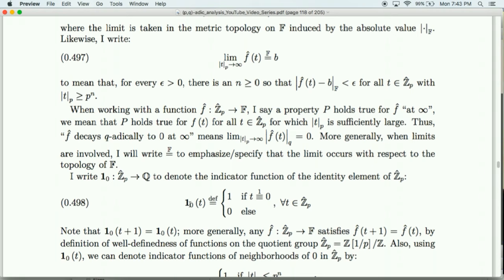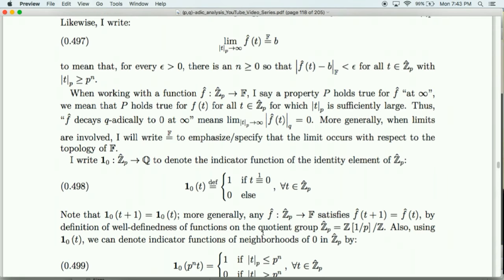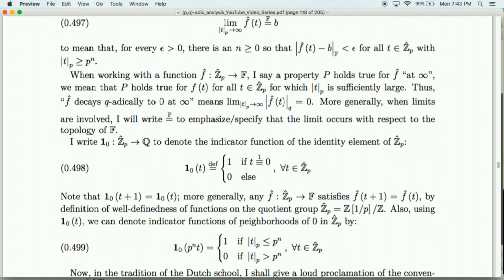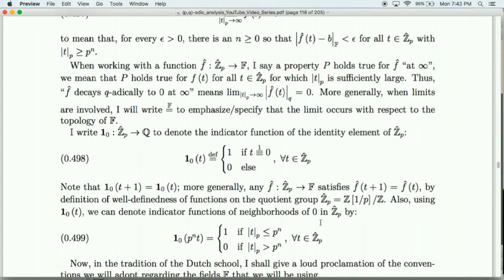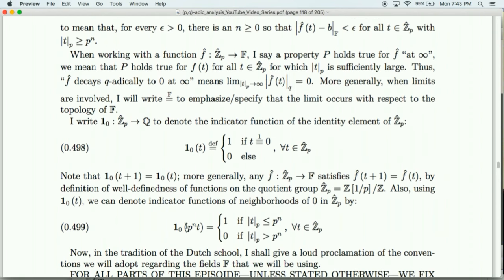This is the indicator function of the number 0, and in particular, it's the identity element of Z_p hat, which means this is equal to 1 if t is in the unit interval and is precisely 0, and it's 0 otherwise. And this makes this function 1-periodic. Adding 1 doesn't change it. And more generally, any function on Z_p hat is going to be 1-periodic because this is what happens with the quotient.